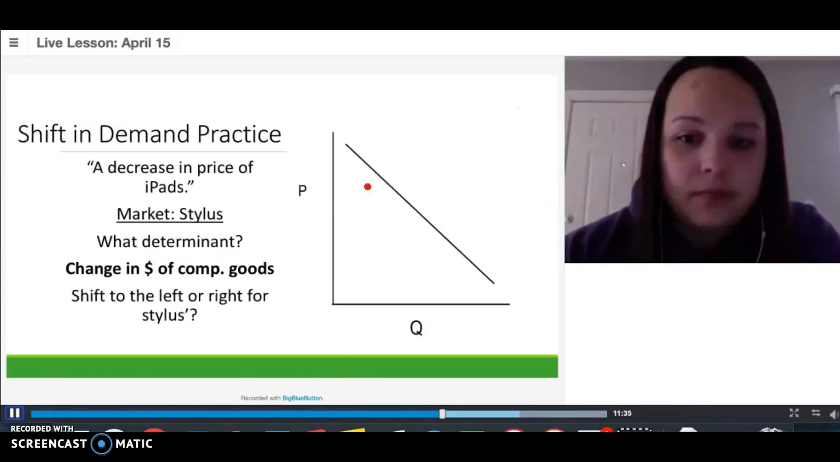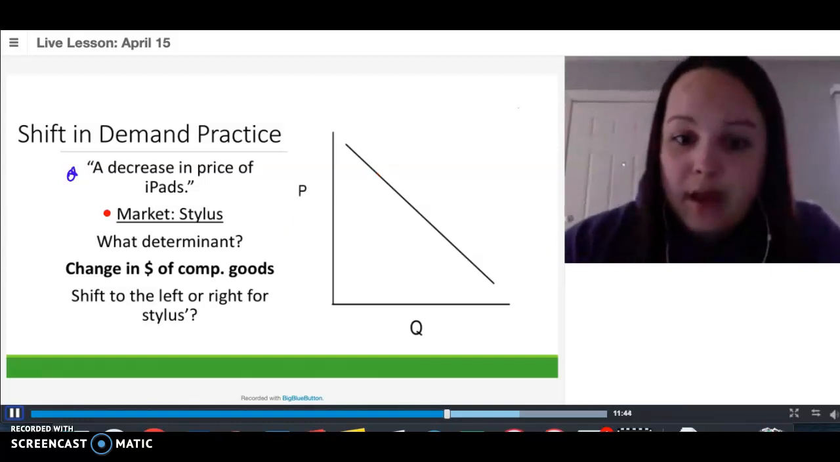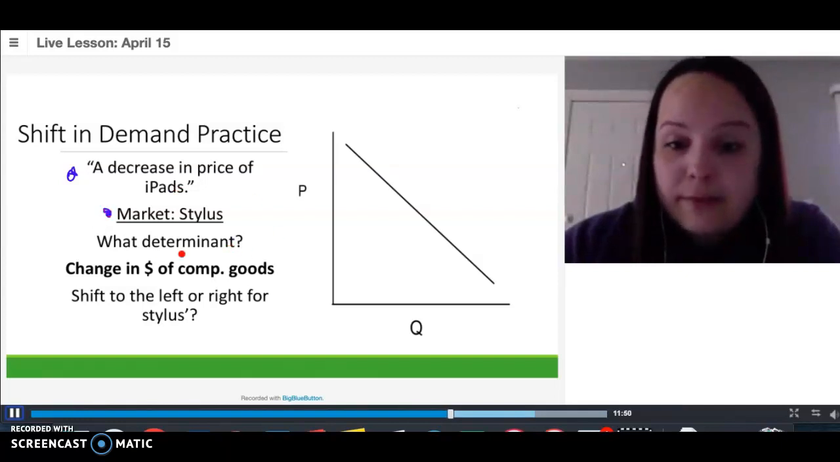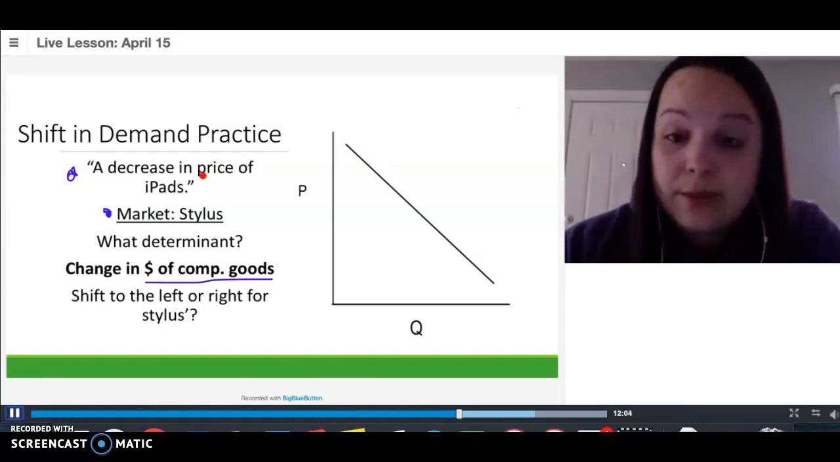So let's take this scenario. Let's say there is a decrease in the price of iPads. So Apple has reduced the price of iPads. The market or the product that we are focusing on then is for a stylus. Now, we mentioned this before. The determinant that iPads and stylus have with each other is a change in the price of complementary goods. Stylus and iPads go hand in hand with each other. So we see the first good of iPads, we see their price decrease. As they are saving money on iPads now, the market for stylus will increase, meaning the demand will go up. So if the demand is increasing for the stylus, then we're going to shift it to the right.